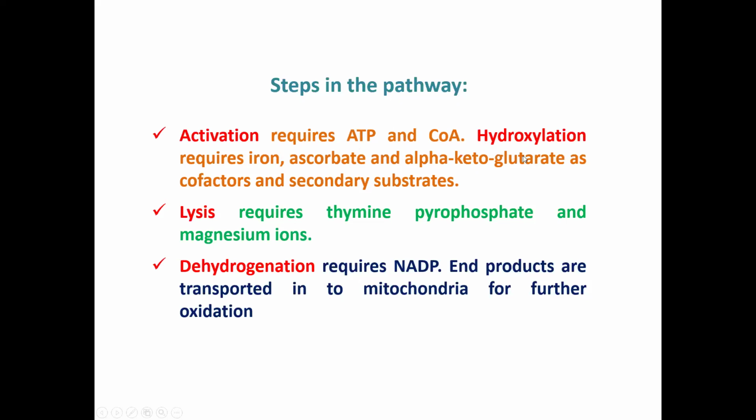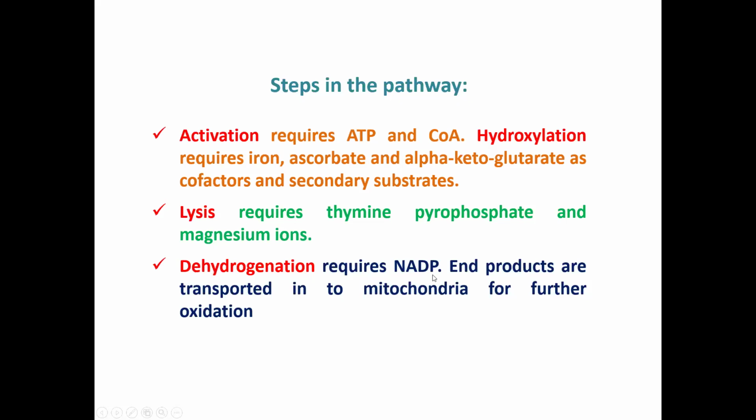Then hydroxylation. Hydroxylation requires iron, ascorbate, and alpha-ketoglutarate as cofactors and a substrate. Then lysis, which requires thiamine pyrophosphate, TPP, and magnesium ion. Then second, dehydrogenation. This is hydroxylation and this is dehydrogenation.